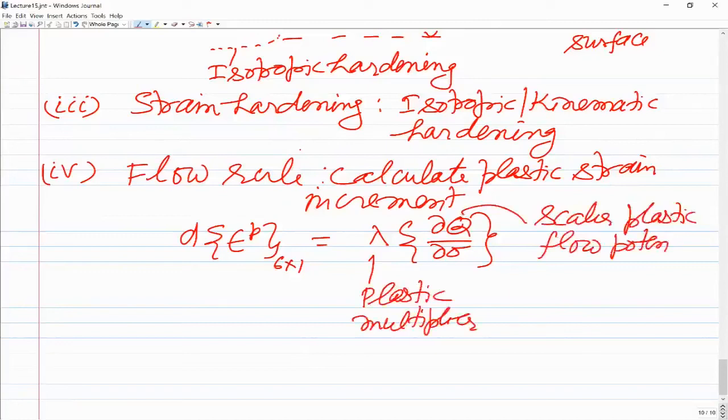If you have studied fluid mechanics, there is a potential function, and the velocity vector can be written as the gradient of the potential function. Similarly here, the plastic strain is written as the gradient of q, that is the derivative of q with respect to components of sigma. So it is known as the flow potential, this scalar plastic flow potential function.